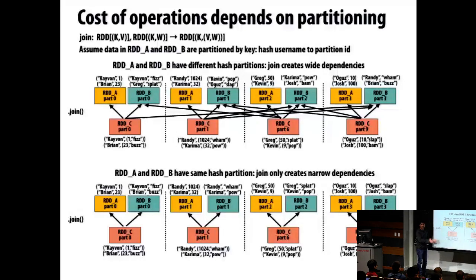And then I joined RDDA and B to create RDDC. If A and B use the same partitioning scheme, then all of a sudden there is no dependency on data across nodes. We can perform the join very, very efficiently. In the top diagram here, I used a different hashing scheme for A and B, and I created a situation where the exact same operation, join A and B, is now extremely inefficient, because I just induced all-to-all communication to join up the values.